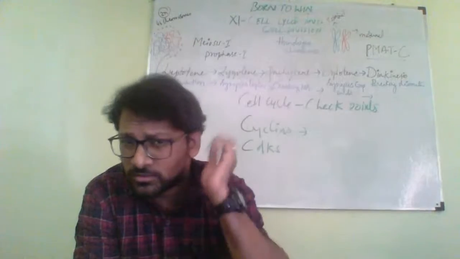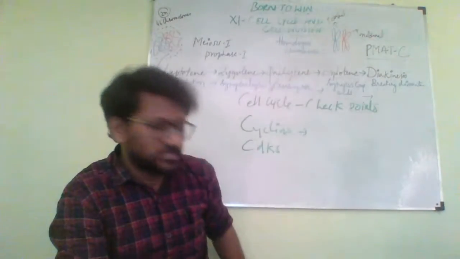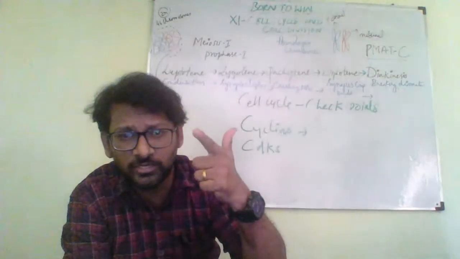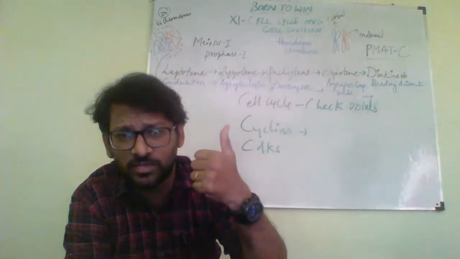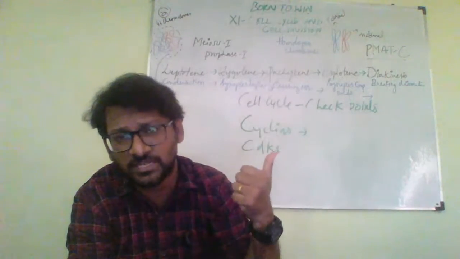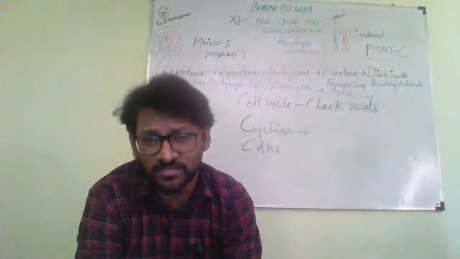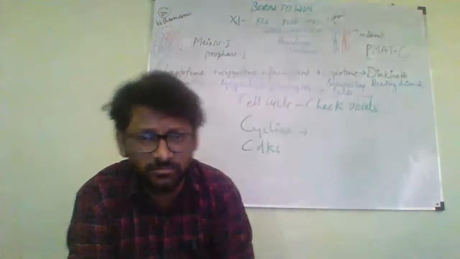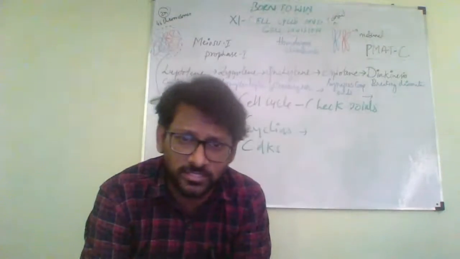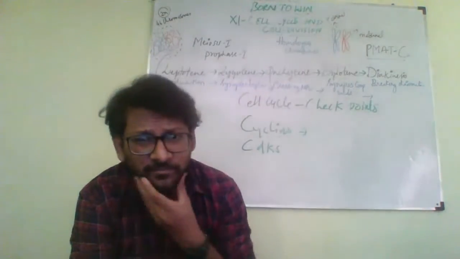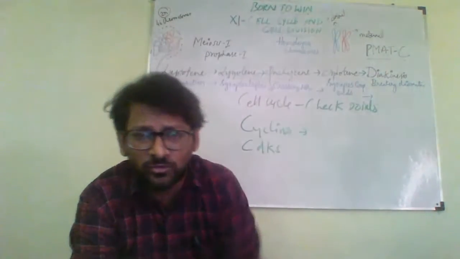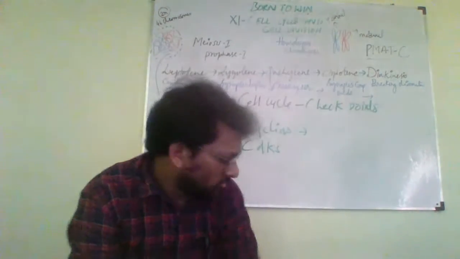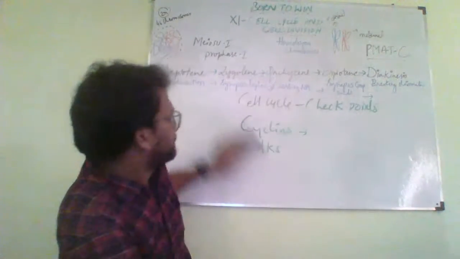So you need to focus on these aspects. The cell cycle is divided into interphase and M phase. And in M phase, you have prophase, metaphase, anaphase, telophase, and cytokinesis. And then we have cell cycle regulation by cyclins and CDK proteins. At the same time, we have two types of checkpoints also. I have explained that also. Please try to focus on them.